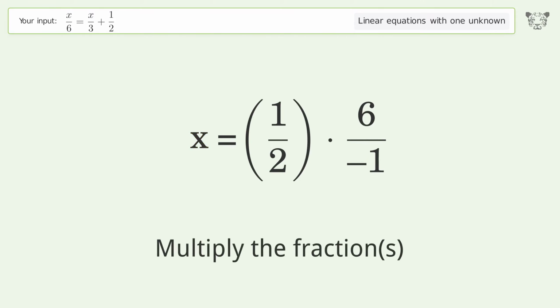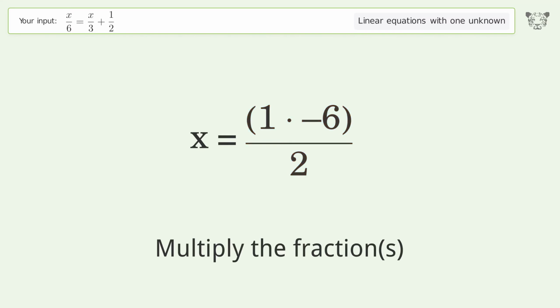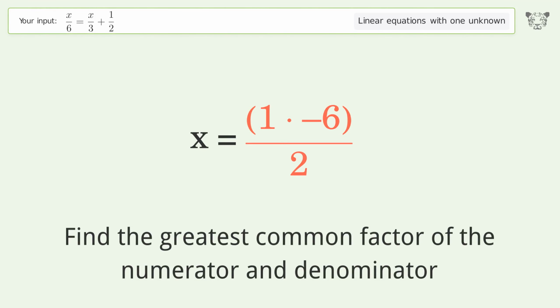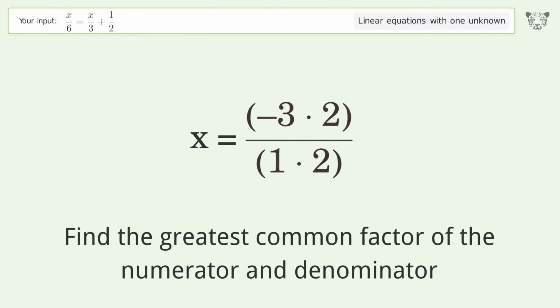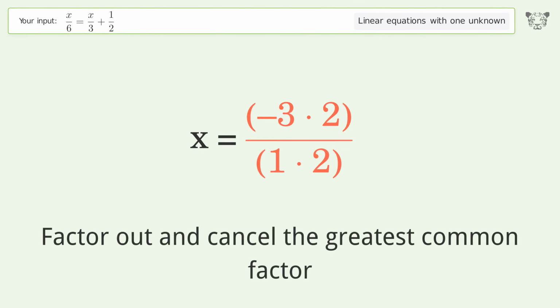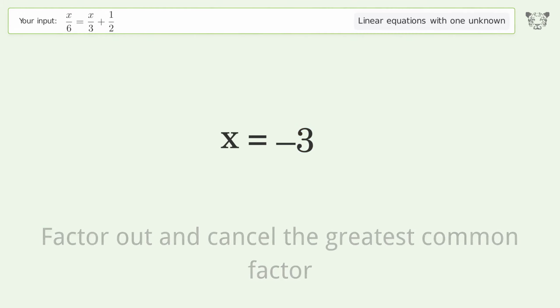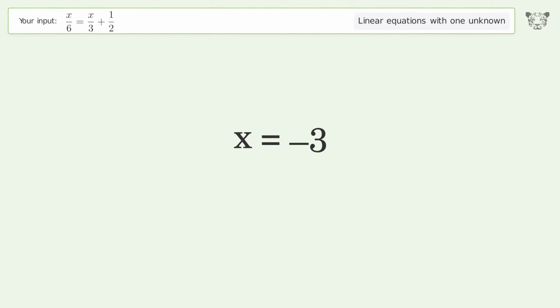Multiply the fractions. Find the greatest common factor of the numerator and denominator. Factor out and cancel the greatest common factor. And so the final result is x equals -3.